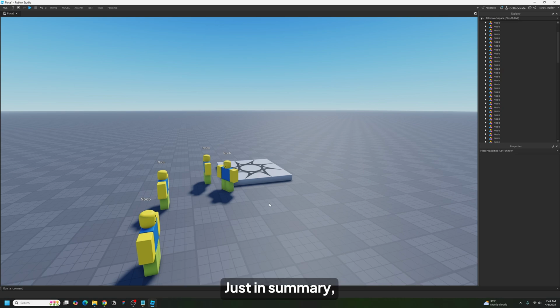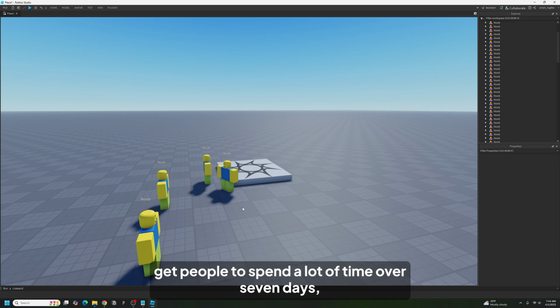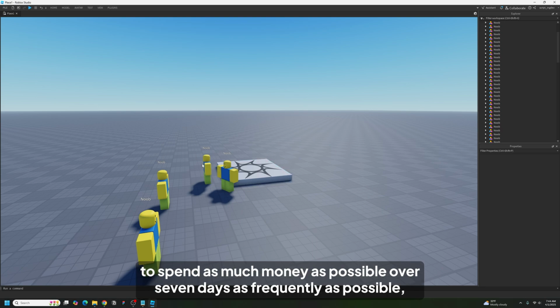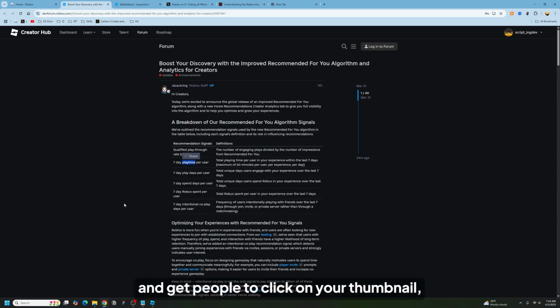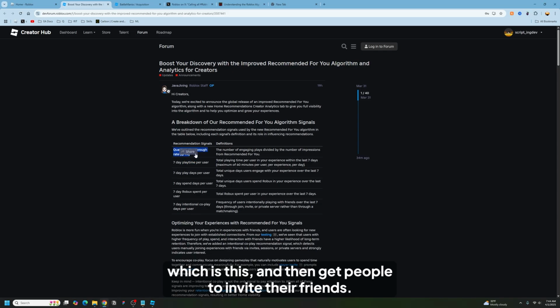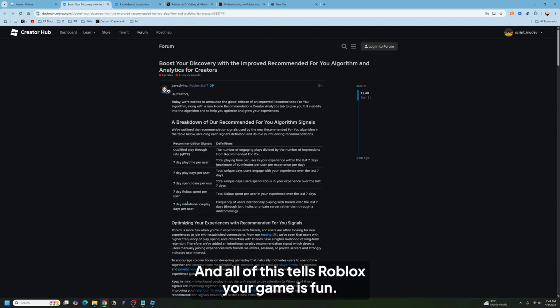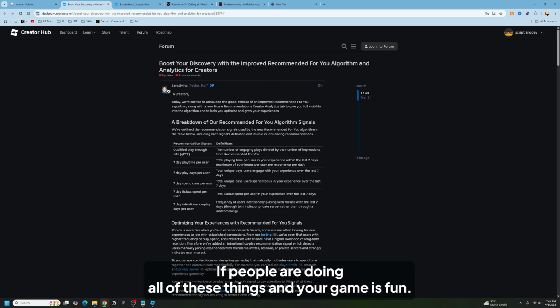Just in summary, get people to spend a lot of time over 7 days. Get people to keep coming back over 7 days. Get people to spend as much money as possible over 7 days, as frequently as possible. And get people to click on your thumbnail, which is this, and then get people to invite their friends. And all of this tells Roblox your game is fun. And if you think about it, that makes sense. If people are doing all of these things, then your game is fun.